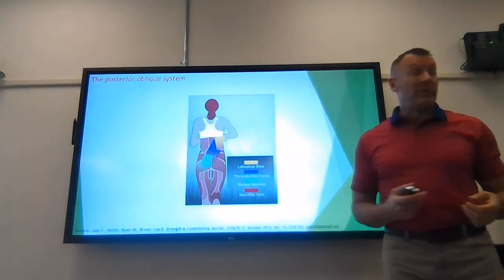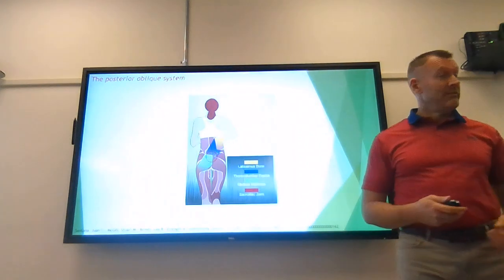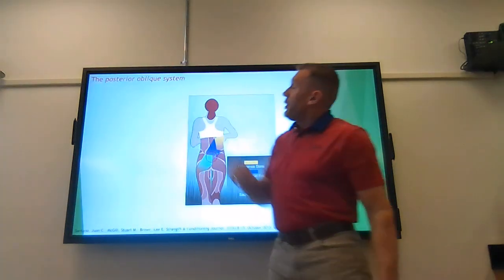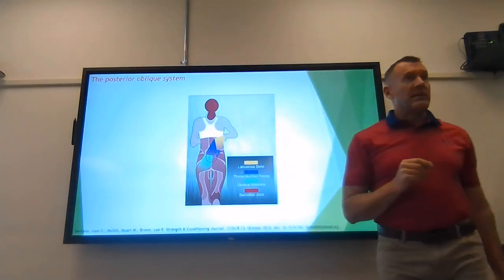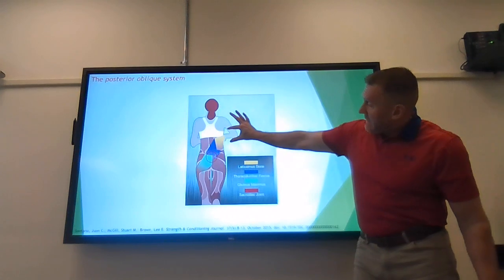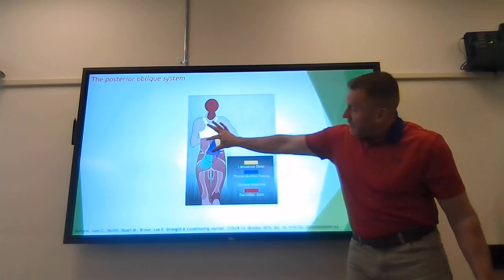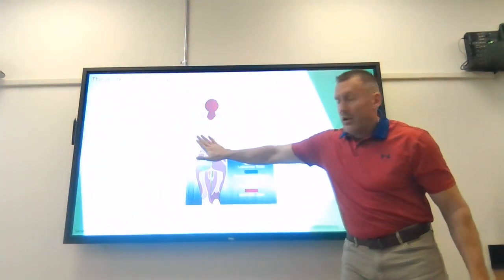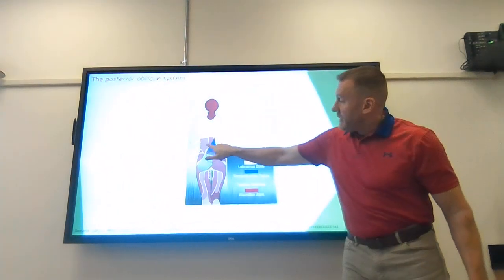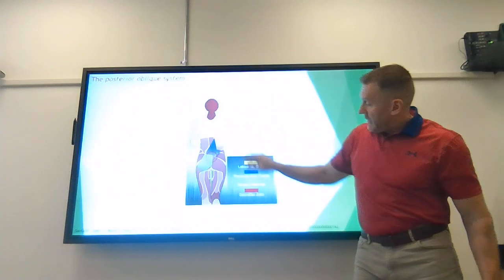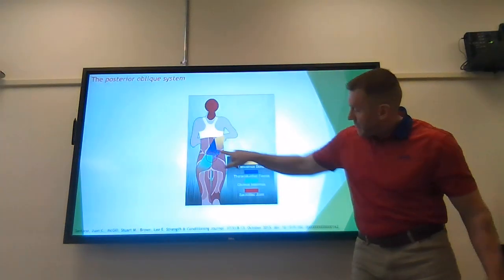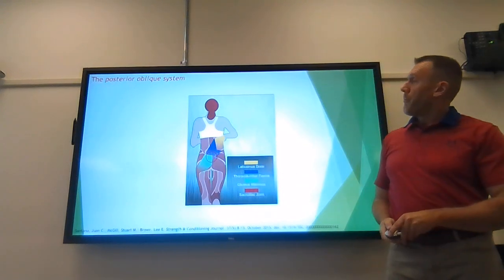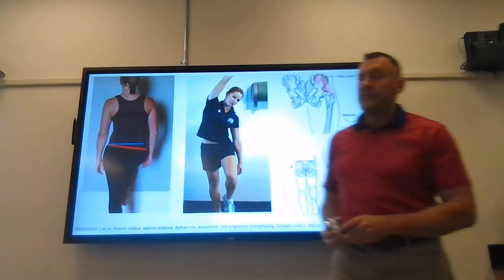Another example, just running. You've got what's referred to in this article as the posterior oblique system. So the left latissimus dorsi, the thoracolumbar fascia, which is just this connective tissue over the top of those muscles. So this would be the intersection connected with the gluteus maximus, and the sacroiliac joint is here in the middle. Okay, so we've studied this.